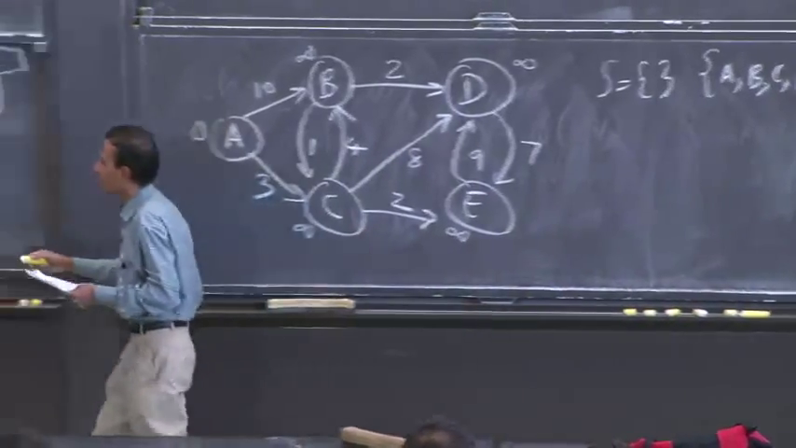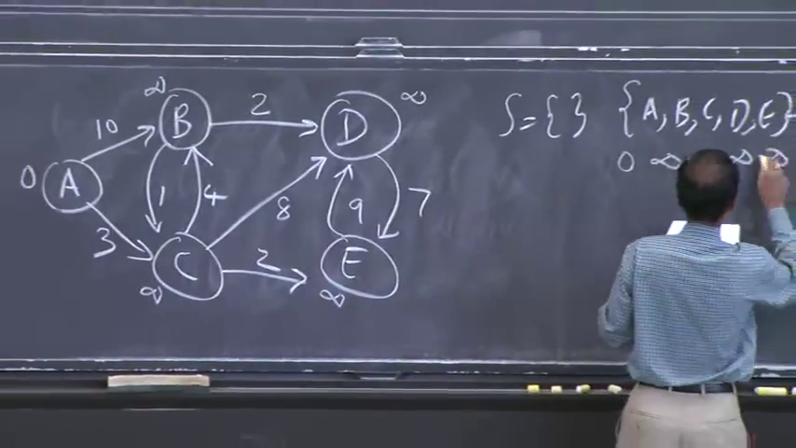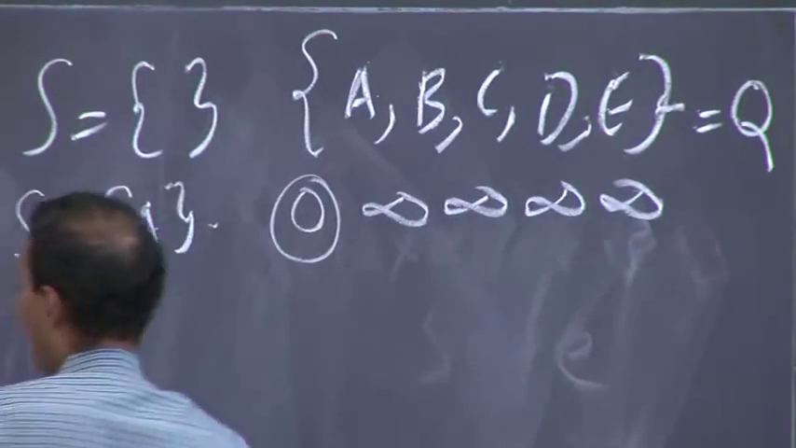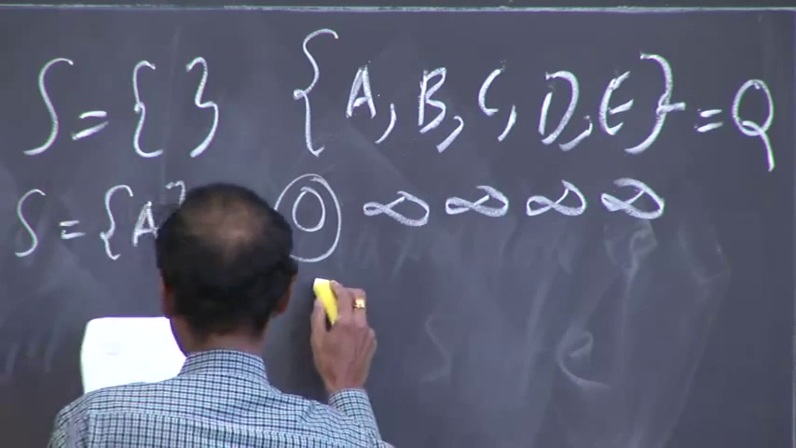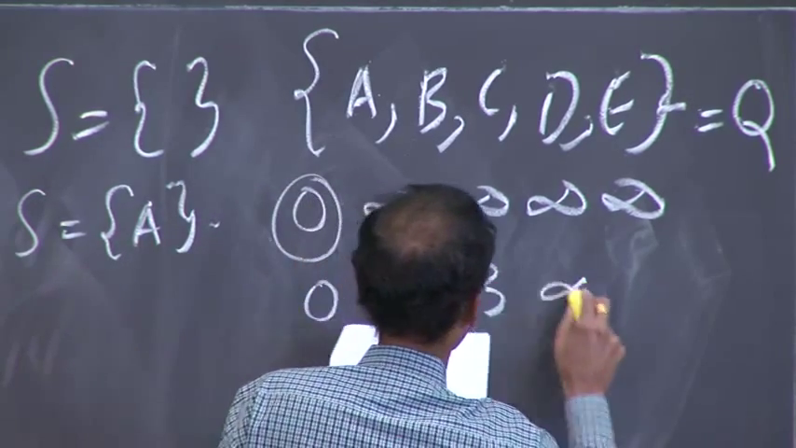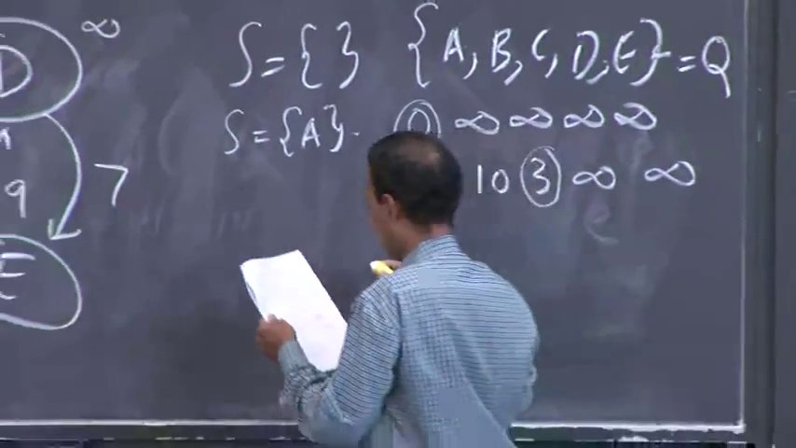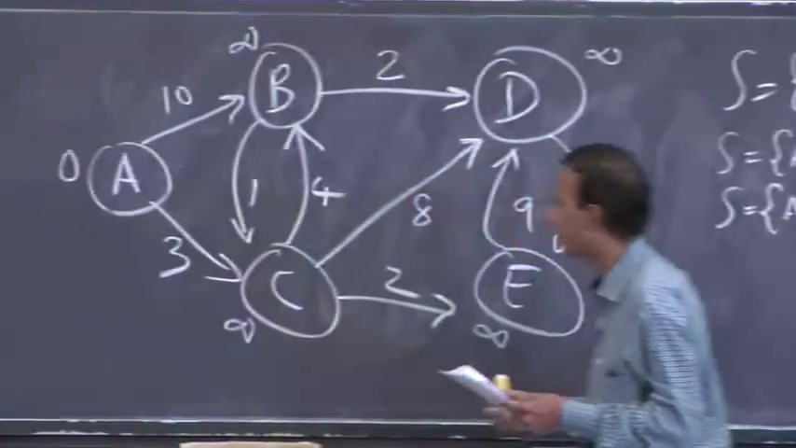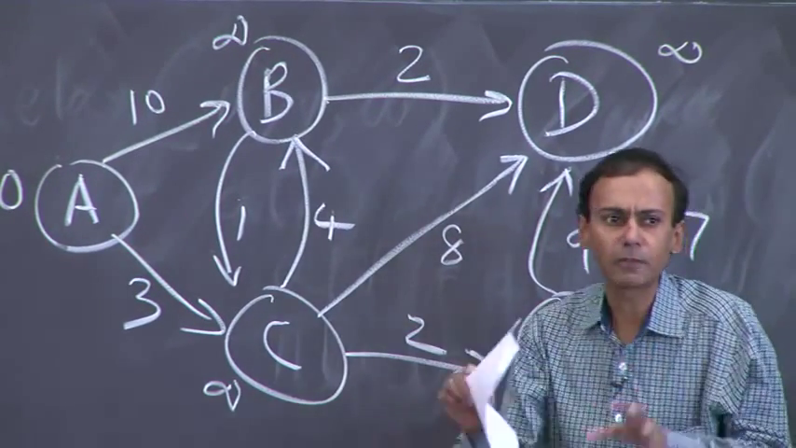So extract min is going to select A. That's the only one that is a 0, because you have 0, infinity, infinity, infinity, infinity. You select that, and you set S to be A. Once you set S to be A, you relax the edges coming out of A, and there are 2 of them. So you end up with 0, 10, 3, infinity, infinity. The next extract min is going to select 3, and you're going to set S to be A, comma, C. You're essentially doing kind of a breadth-first search, but you're being greedy. It's sort of a mixed breadth-first, depth-first search.